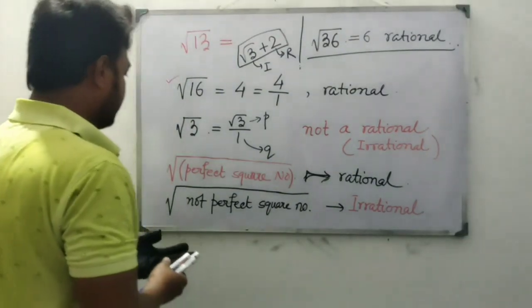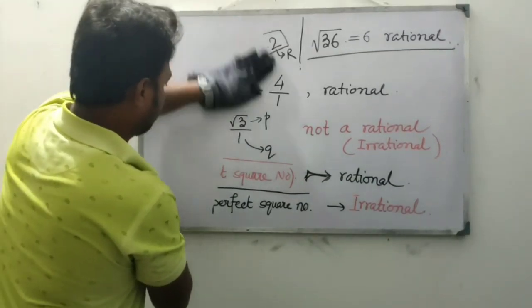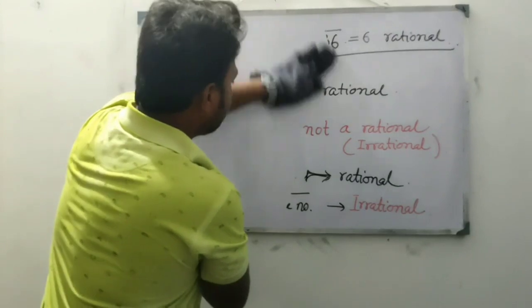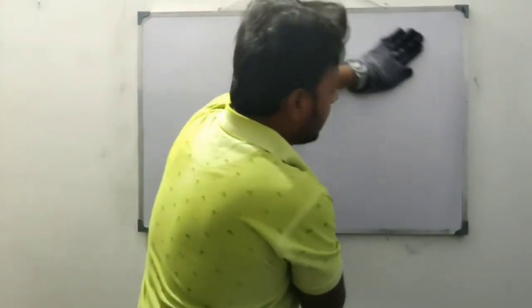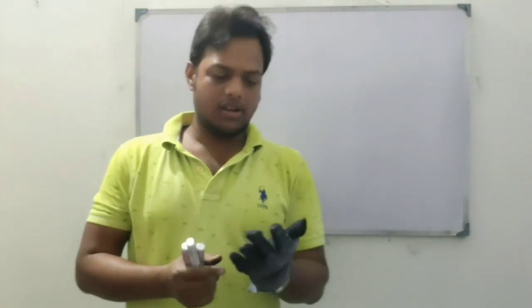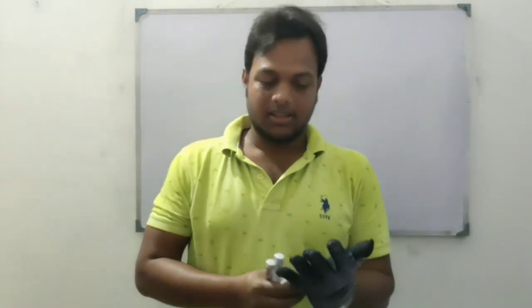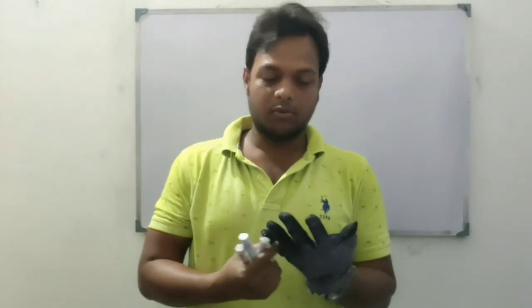Next, the concept of rational and irrational. Hope you get a clear idea of when a number is called rational and when a number is called irrational. This is very informative and you have to keep it in your mind.